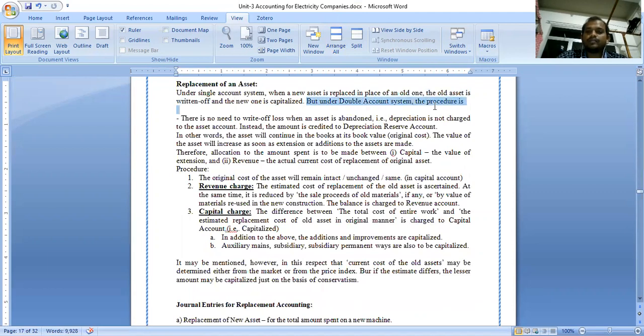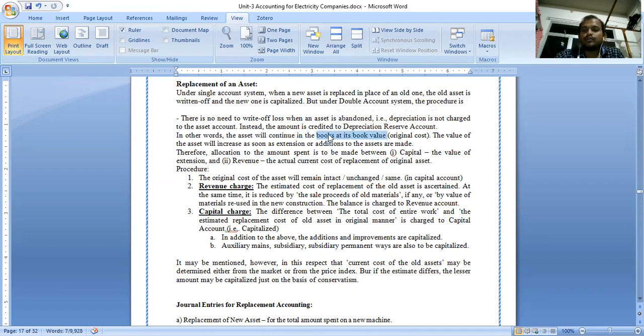But under the double account system, the procedure is different. There is no need to write off the loss when the asset is abandoned. That is, the depreciation is not charged to the asset account. Instead, the amount is credited to the depreciation reserve account, the depreciation fund I mentioned. So in other words, the asset will continue in the books at its book value.